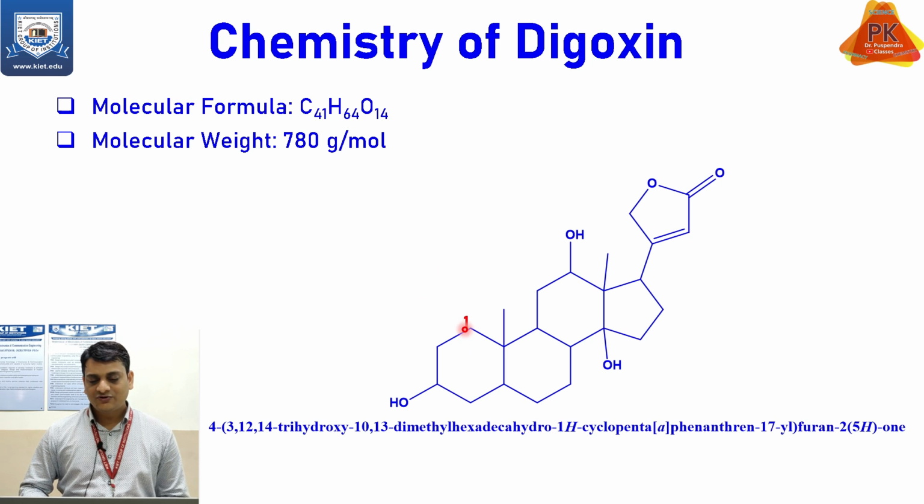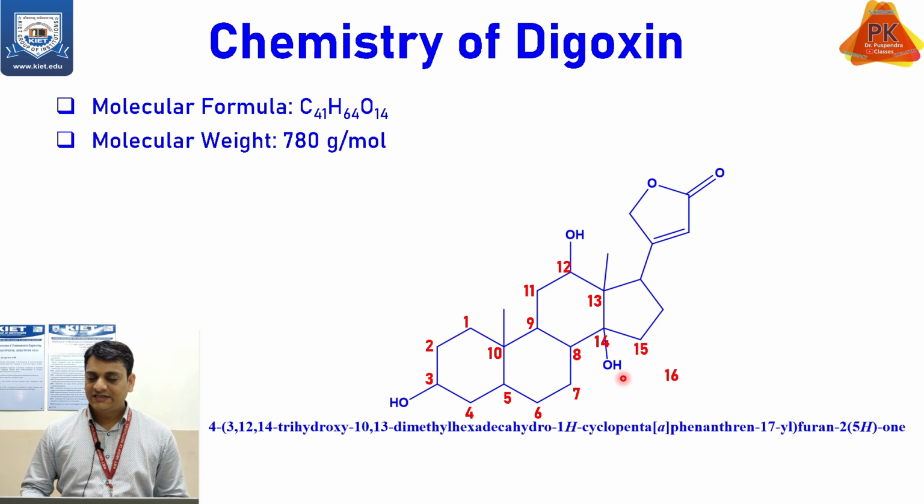This will be the first position, then second, then third, then fourth, fifth, sixth, seventh, 8th, 9th, 10th. In the 10th position one methyl group is attached, that is CH3. 11th, 12th. In the 12th position one OH group is attached. 13. In the 13th position one CH3 group is attached. 14. In the 14th position one OH hydroxyl group is present.